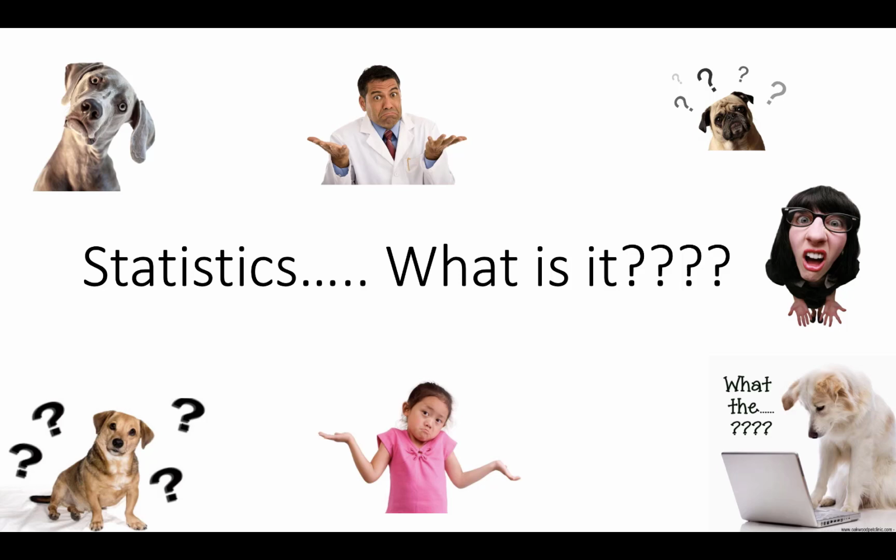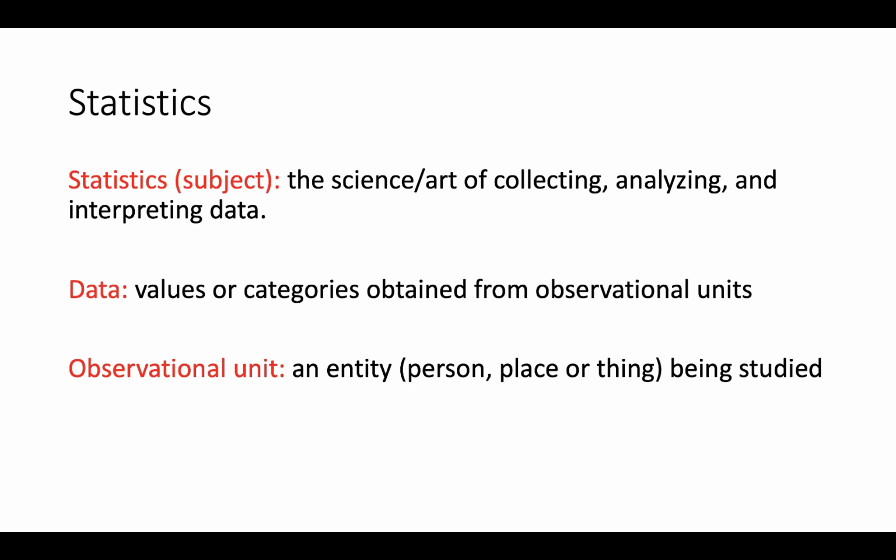All right. So now let's get into the fundamentals of statistics. Statistics, broadly, is the science/art of collecting, analyzing, and interpreting data. In this course, we will be learning about all three of those verbs: collecting data, analyzing data, and interpreting data. And data is values or categories associated with what we call observational units. You can think of an observational unit as the entity that's being studied, like a noun, a person, place, or thing.